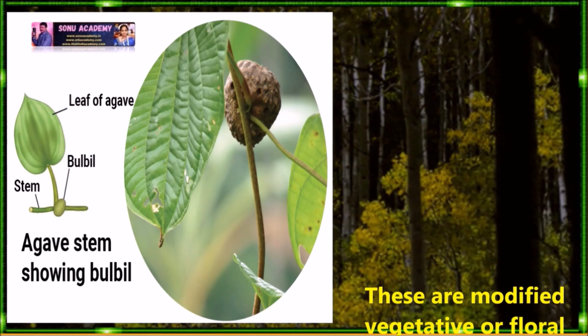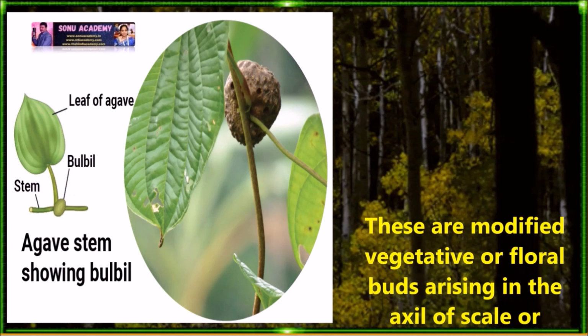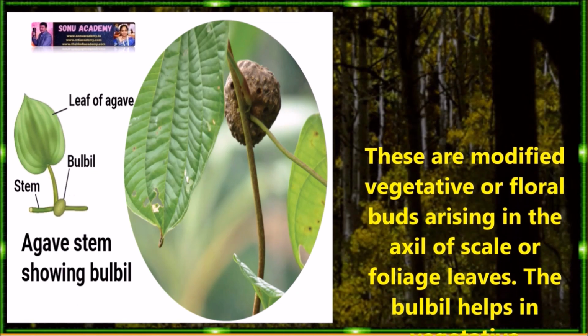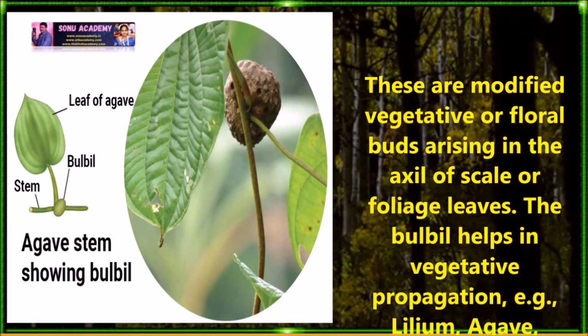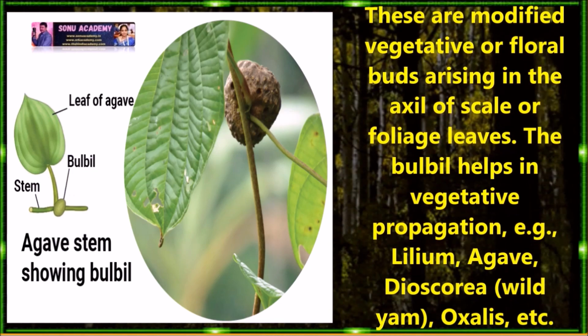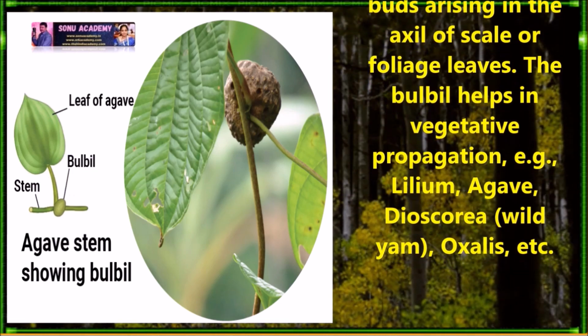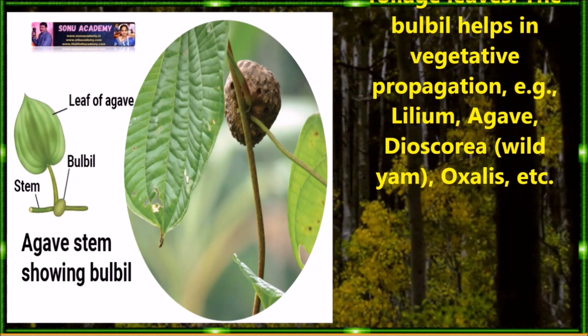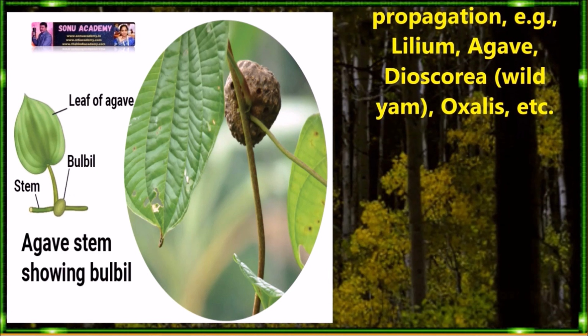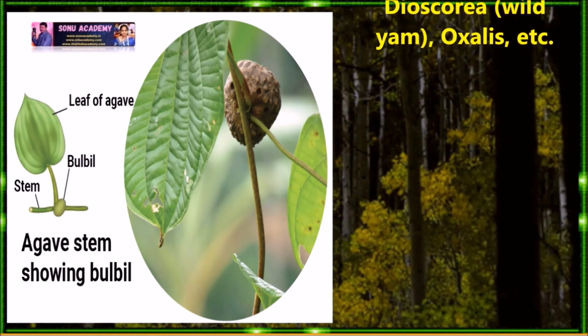Now let us discuss bulbils. These are modified vegetative or floral buds arising in the axil of scale or foliage leaves. This bulbil helps in vegetative propagation. Examples: Lilium bulbiferum, Dioscorea, Oxalis, etc.